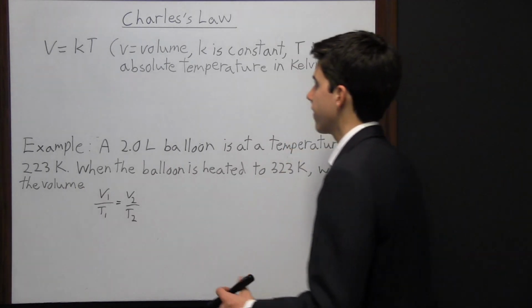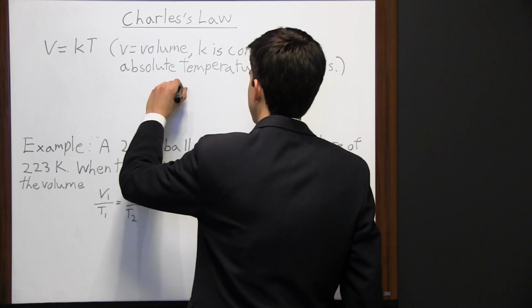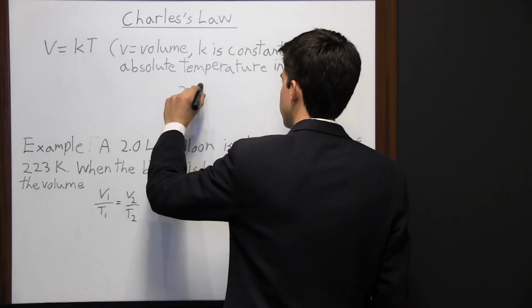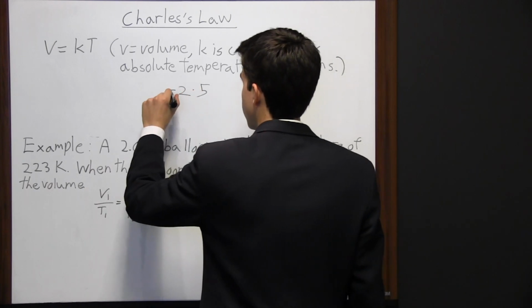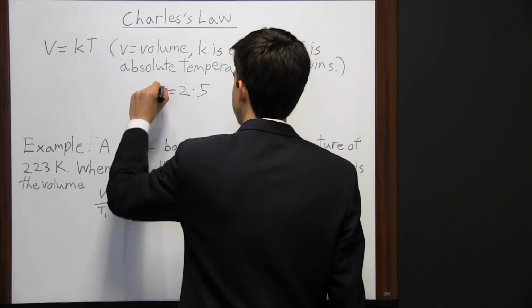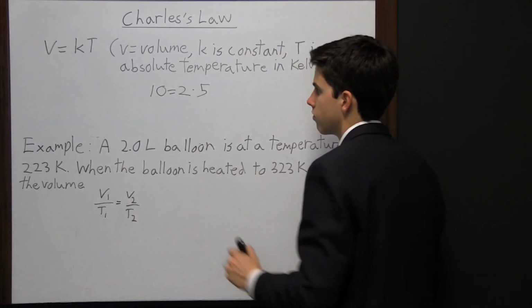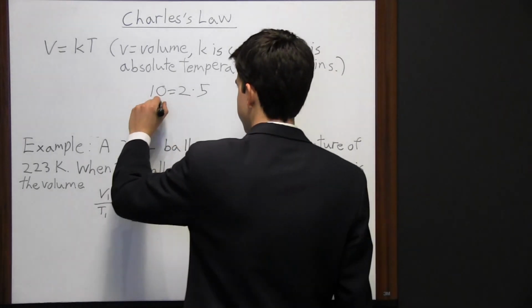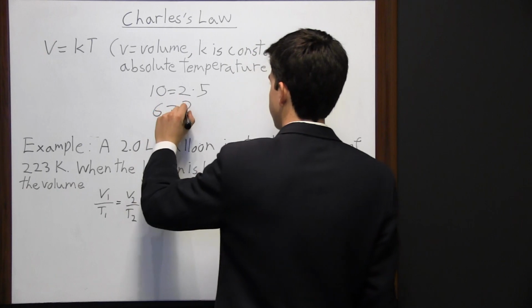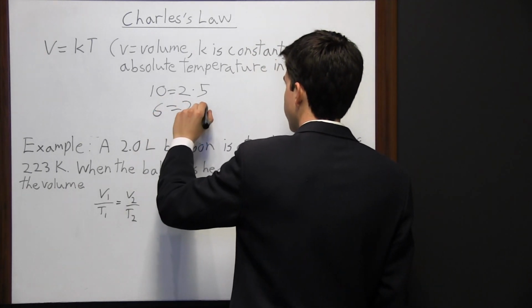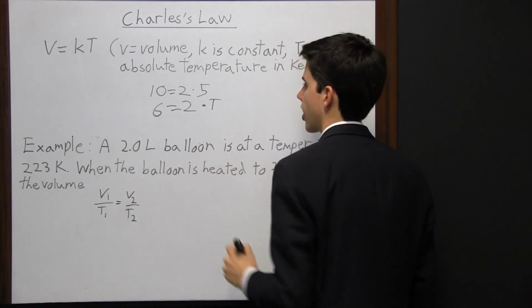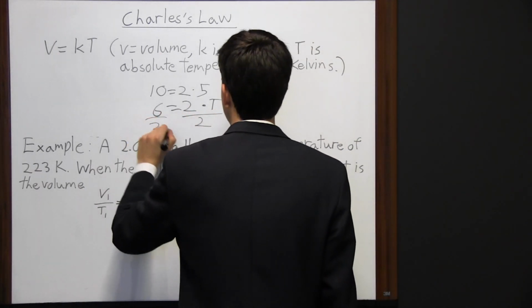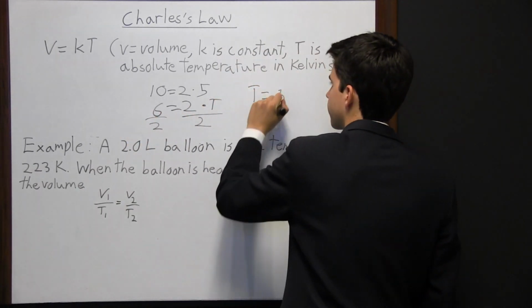So say the constant was 2, I'm just making that number up. All right, and the temperature is 5, and the volume is 10. That equation makes sense. So this is the volume, this is the constant, this is the temperature. Now say the volume is 6. Well, the constant is going to have to be the same because it's always the same, times T. We're trying to figure out what temperature is going to be. Using algebra, we divide both sides by 2, and T equals 3.